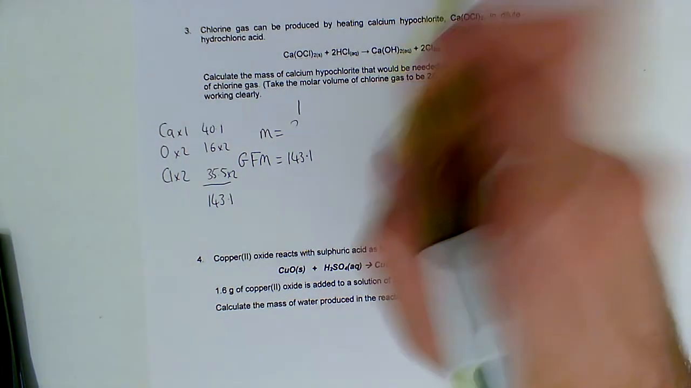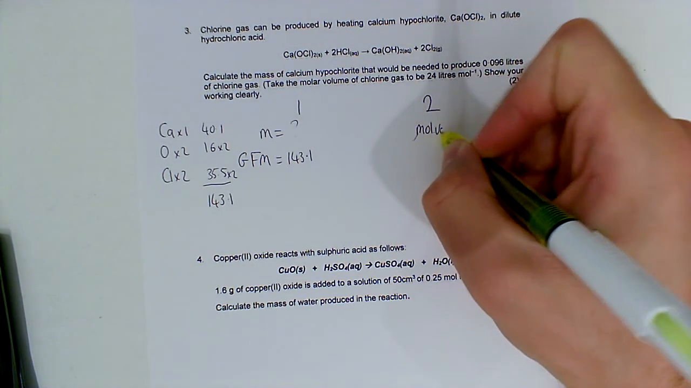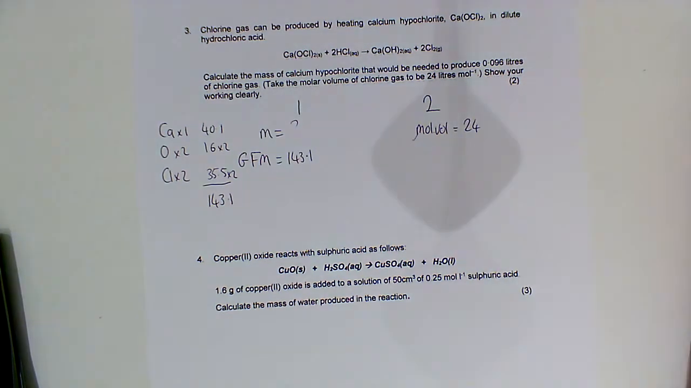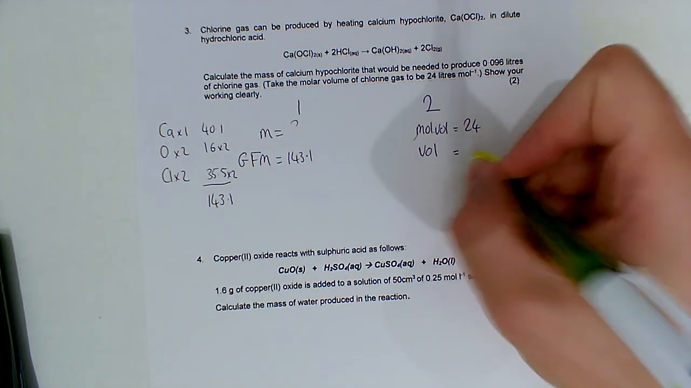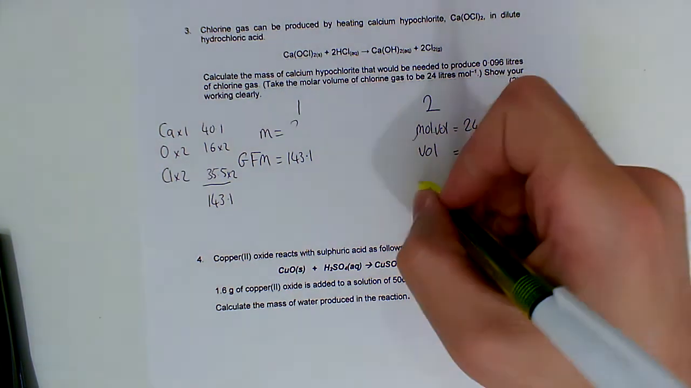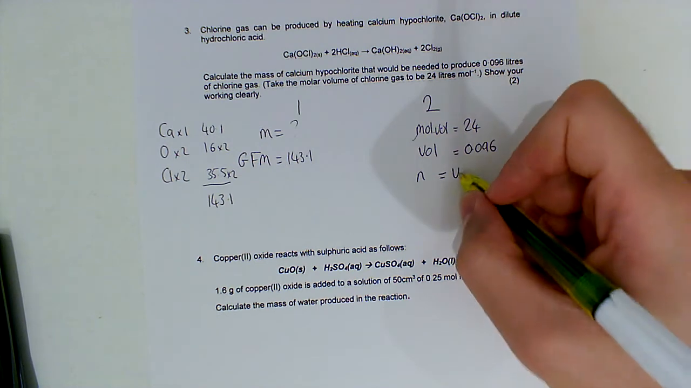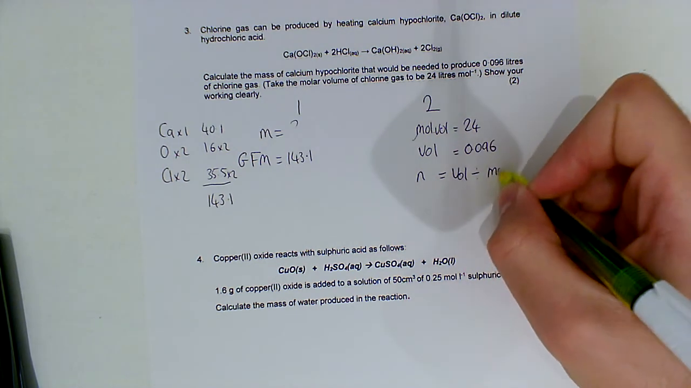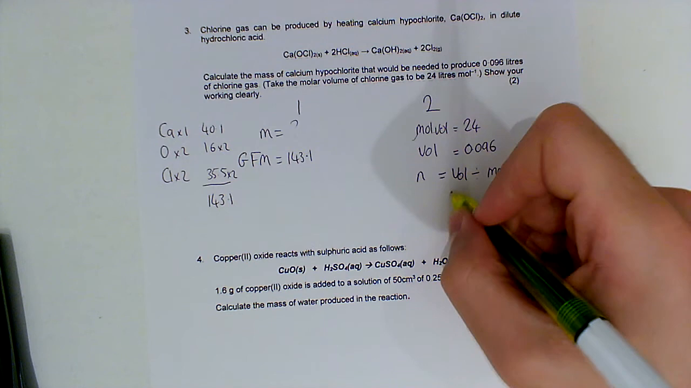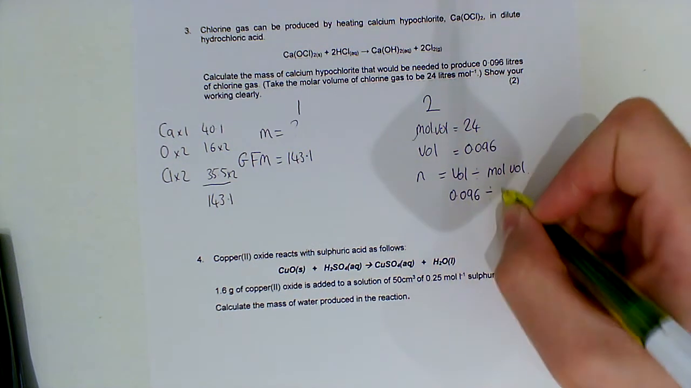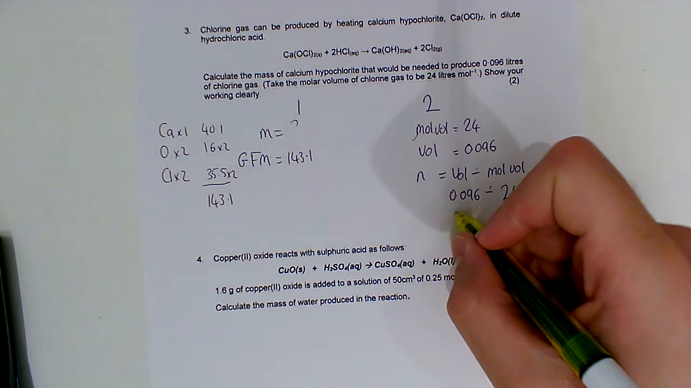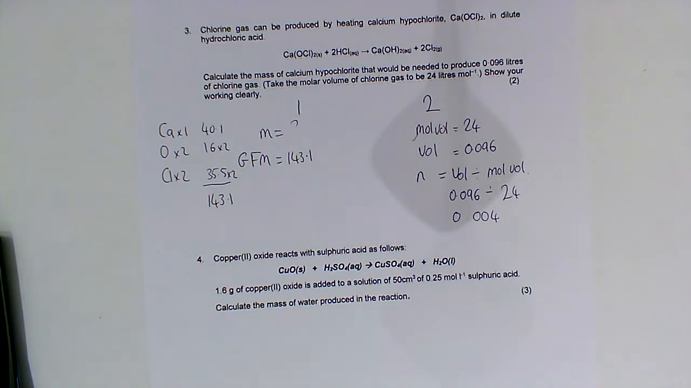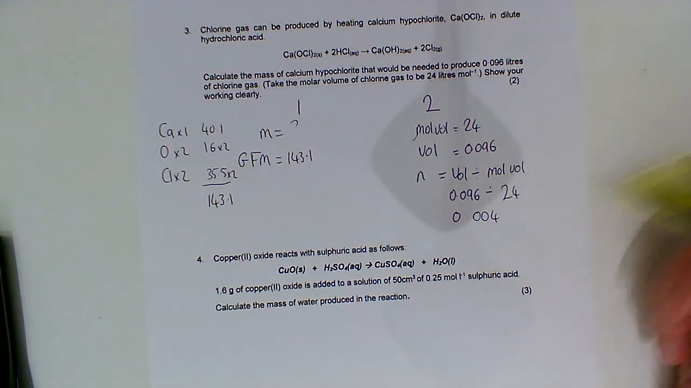For chlorine, I know molar volume is 24, and I know that my volume was 0.096. Now the number of moles is volume divided by molar volume. So 0.096 divided by 24, which equals 0.004 moles. That's going to get you one of the 2 marks. Calculating that is going to give you one of the 2 marks.